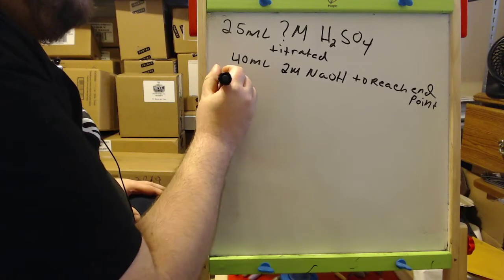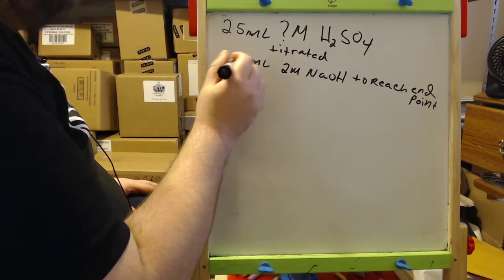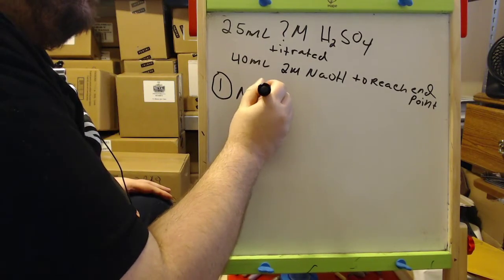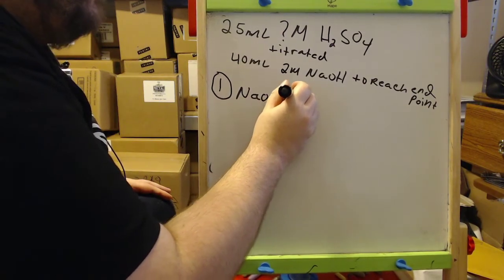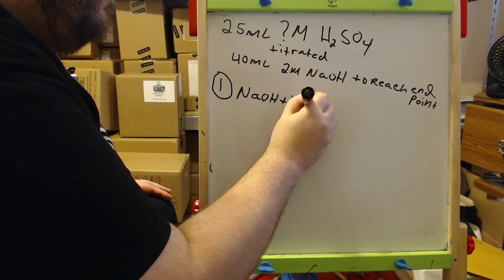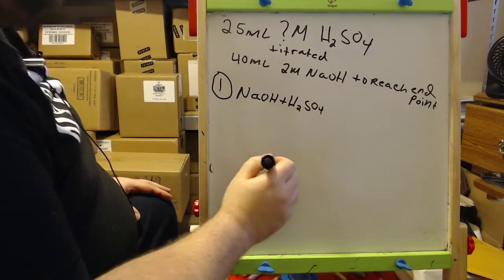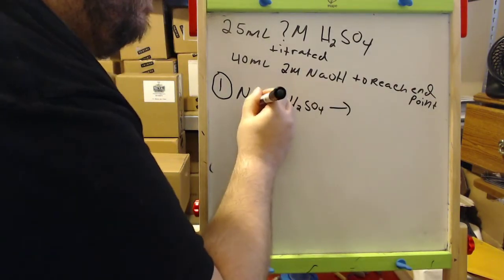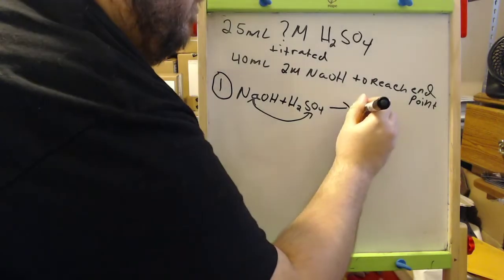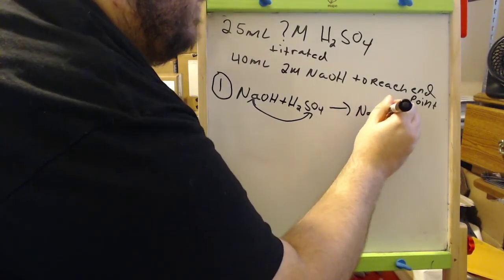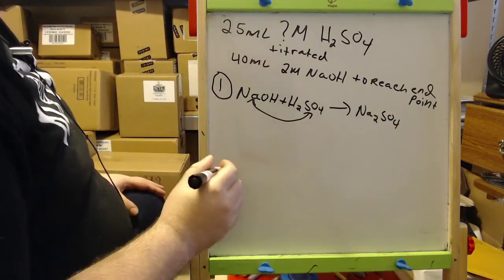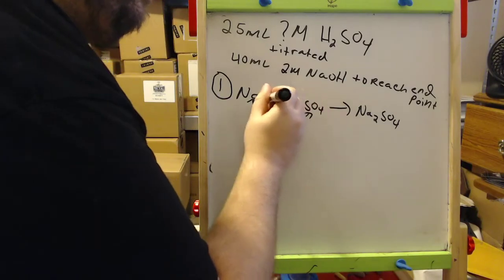So step one is to write a balanced equation out. Write a balanced equation of what's going on. So sodium hydroxide is reacting with H2SO4 to give us, and we're going to switch partners, sodium sulfate, which is going to be Na2SO4, because sulfate is a -2, sodium's a +1, and water, HOH.